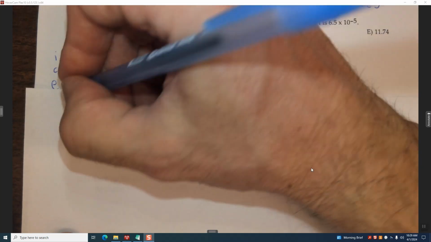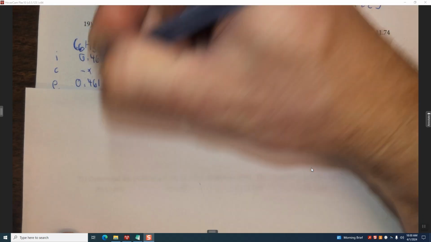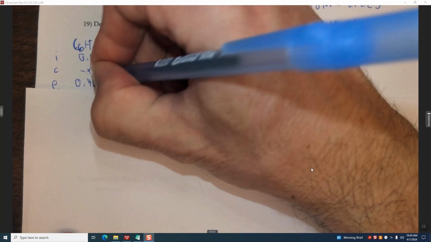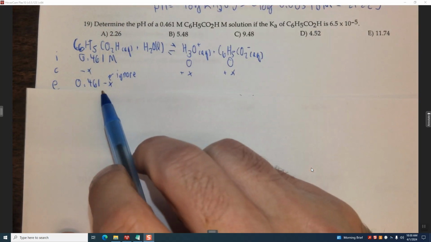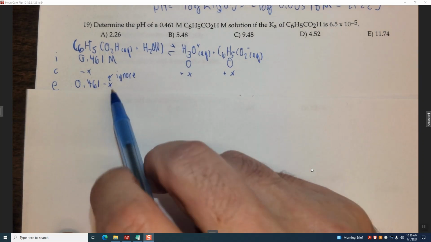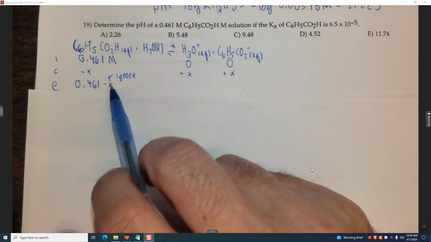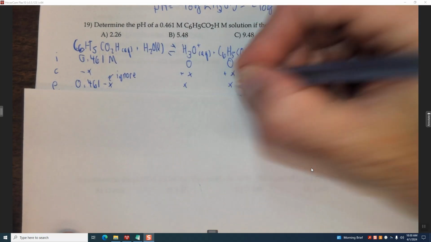What is the equilibrium concentration of this? Well, it's 0.461 minus x. All right, we're going to go ahead and ignore this x because x is going to be very small compared to this value. It's going to be 0.000 something, so it's very small compared to this value, so we can ignore it. And this one's going to be x, and this one's going to be x.